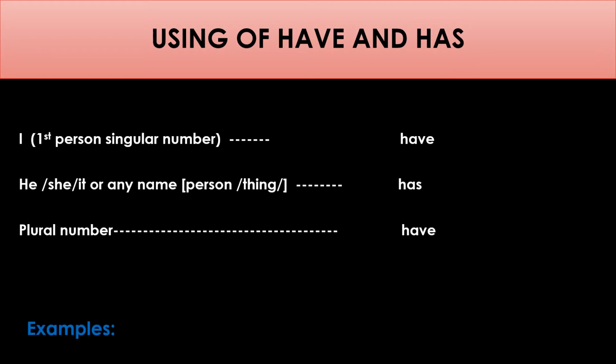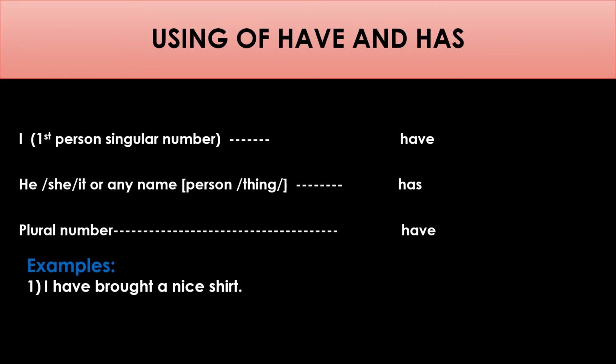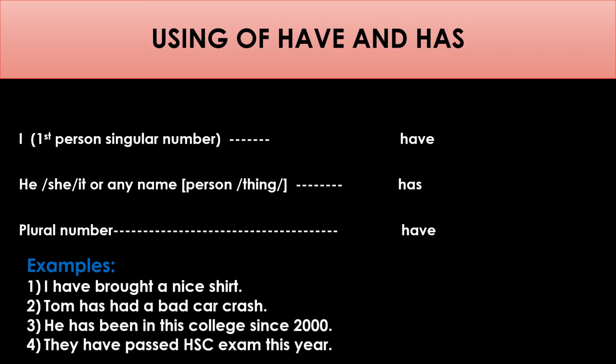Look at the examples for better understanding. I have brought a nice shirt. I is first person singular number, so have has come with I. Then, Tom has had a bad car crash. Okay, Tom has had a bad car crash. Here Tom is the subject, has is the auxiliary verb, and had is the main verb because it is the PP form of the verb have.